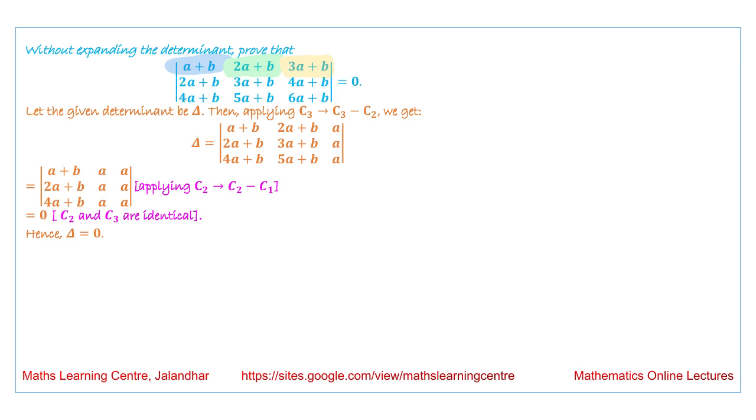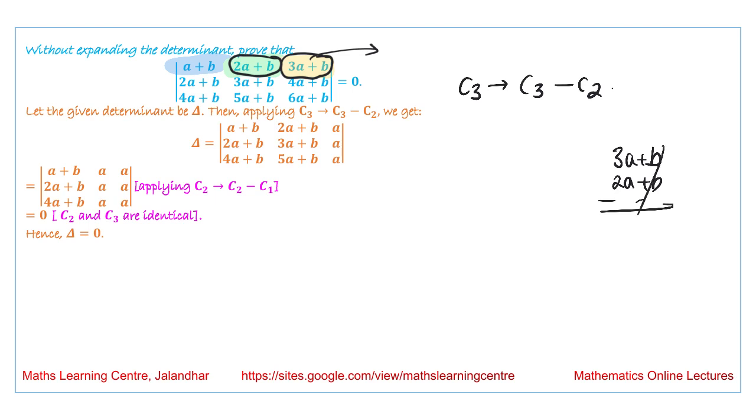So if we start subtracting this value 3a plus b from 2a plus b, we are talking about column 3 approaches column 3 minus column 2. So column 3 will become, when we subtract these values, 3a plus b and 2a plus b, we are left with this a. So it is a. In the next term also we are left with this a, and from the last term also we are left with this a.